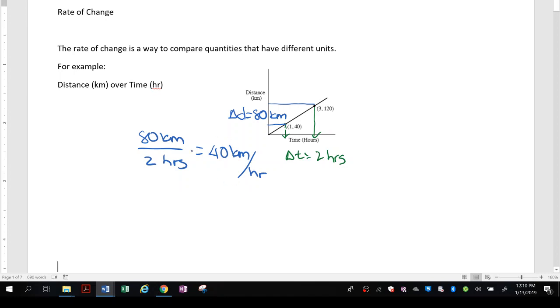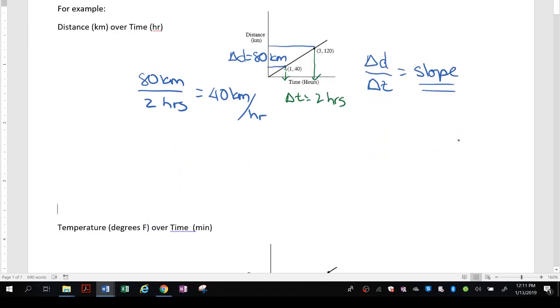You'll notice this is the same thing as slope. Here we have our change in the vertical. So change in the vertical, in this case it's distance, divided by the change in the horizontal, which in this case is time. So this is really the same thing as slope. Our rate of change is the same as slope. Let's take a look at another example.